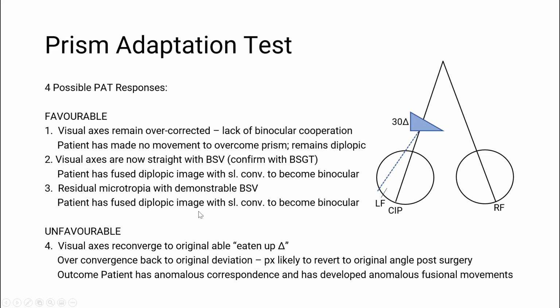So those are the 4 responses from the Prism Adaptation test that you can utilise preoperatively to give you an understanding of the potential for BSV.